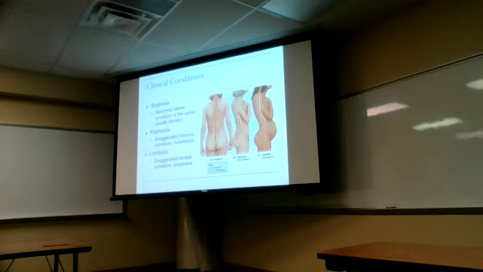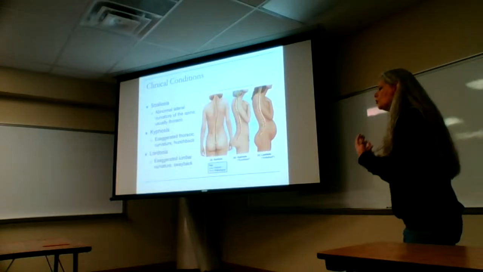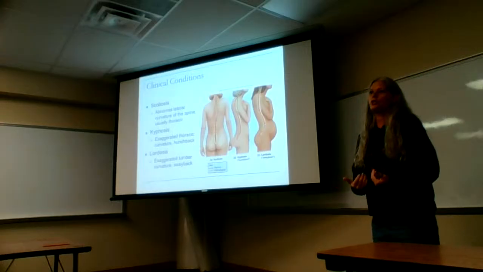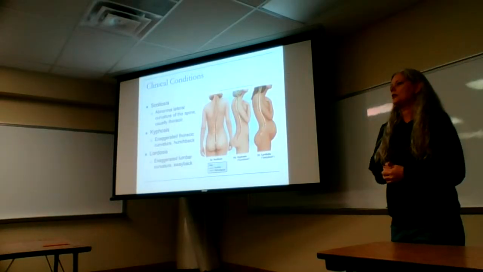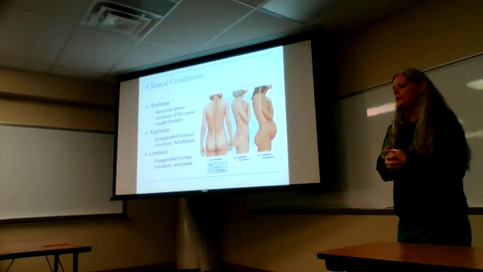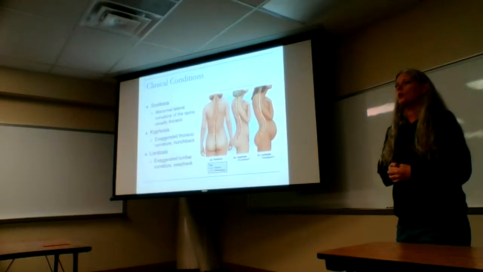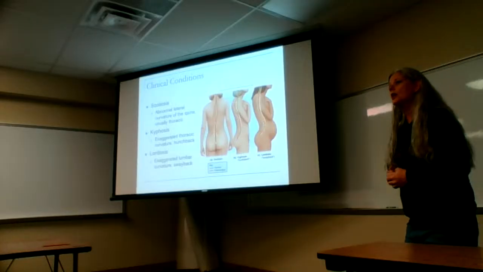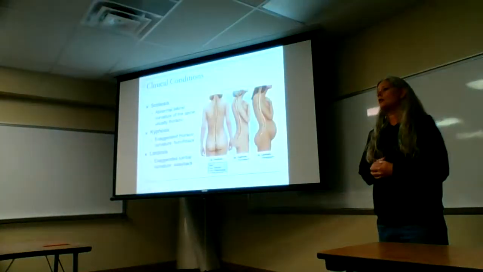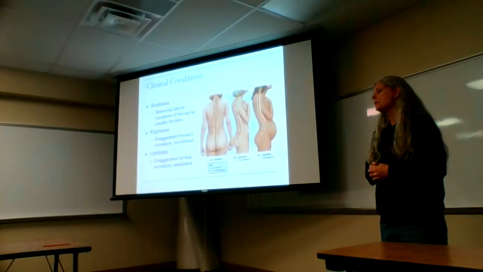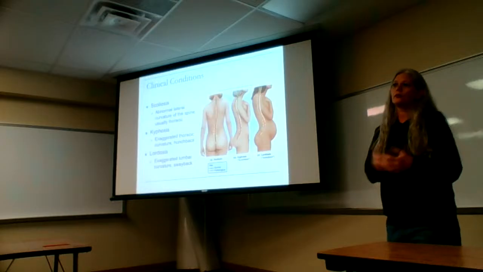Conditions. So, of course, when we look at the curvatures, for us to have normal transmission of body weight from top to bottom, those curves have to be in the right position the right way. If the curves are off, it's going to affect our ability to move. It's going to affect our ability to transmit body weight. So we may have issues with lifting heavy things. It can affect our breathing if it's off in our thoracic area. So we need to make sure the curves are correct.